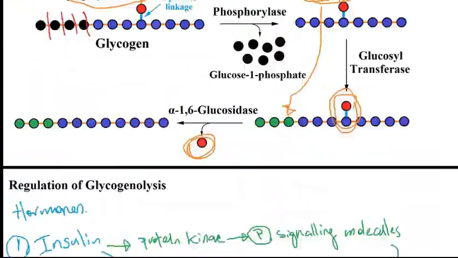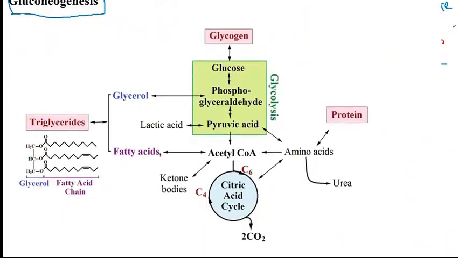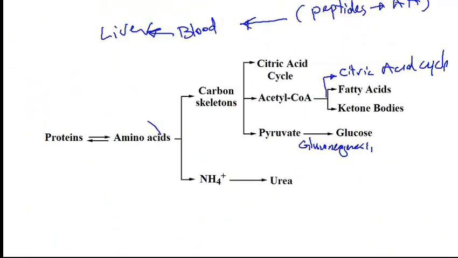And if you need a reminder, let me show you again this high yield drawing here. So proteins are broken down into amino acids. The carbon backbone can be converted into acetyl coenzyme A, pyruvic acid, or go into the citric acid cycle, while the ammonia is converted into urea and excreted in urine.